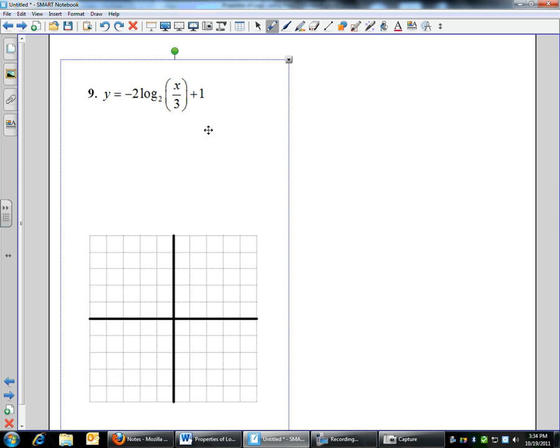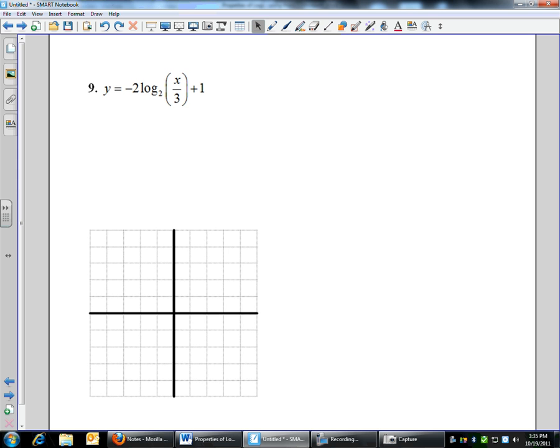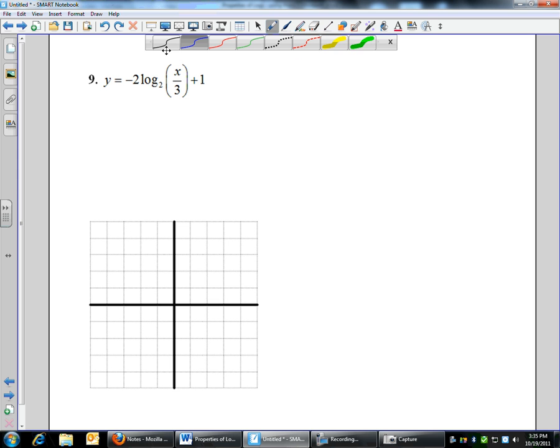And the last one I wanted to do on this sheet is number 9. I'm going to skip number 8 just for the sake of saving a little bit of time. My base function, I always have to identify that. It's going to be y equals log base 2 of x if we stripped away all transformations.